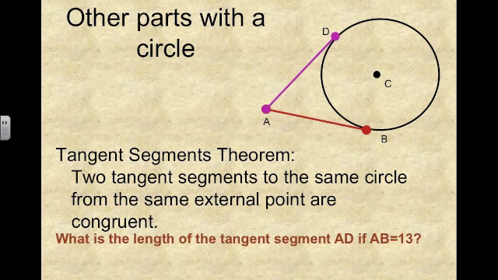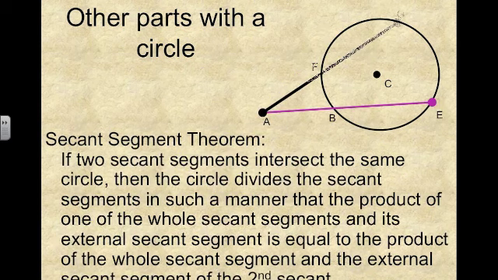Neat little theorem there. Now, what is the length of tangent segment AD if AB is 13? Well, if AB is 13, AD has to be 13. That's the type of problem you're going to see.